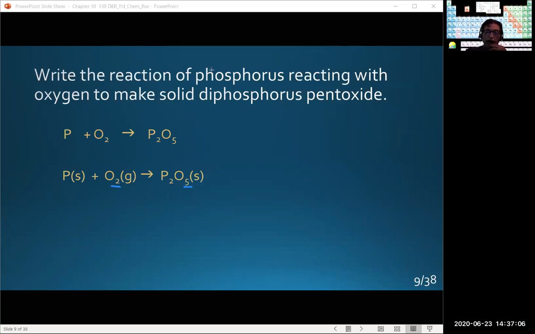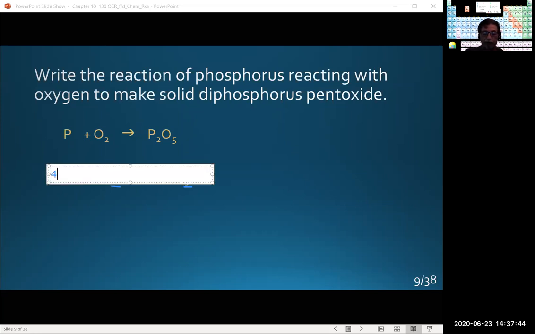So what if I were to put 5 in front of oxygen and a 2 in front of diphosphorus pentoxide? That would balance out my oxygens. That means I got 10 as reactants and 10 as products. Putting that 2 in front of diphosphorus pentoxide now increases my phosphorus to 4. No problem. Now we go back to reactants. We'll put a 4 there, and we're balanced.